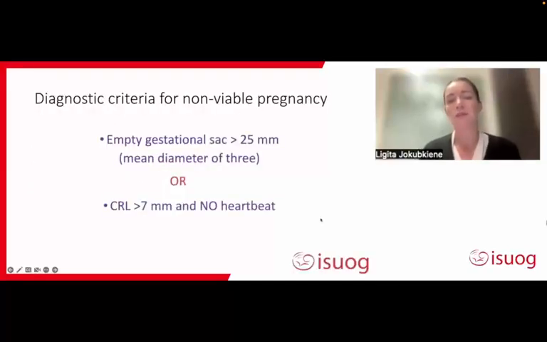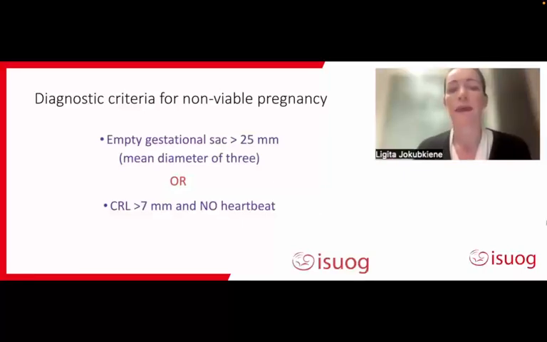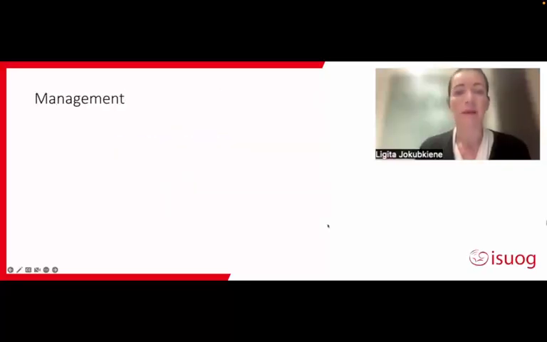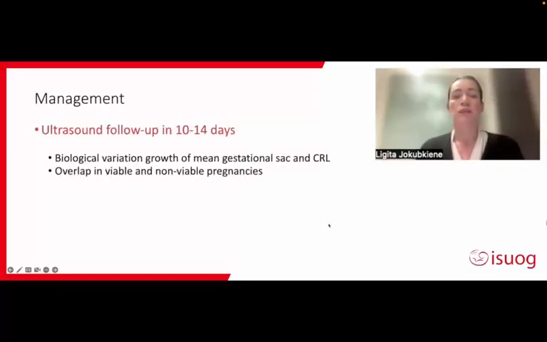So just to repeat, the diagnostic criteria for non-viable pregnancy today are: an empty gestational sac of more than 25 millimeters in mean diameter of 3, or crown-rump length more than 7 millimeters, and no visible heartbeat. So how to manage this patient?